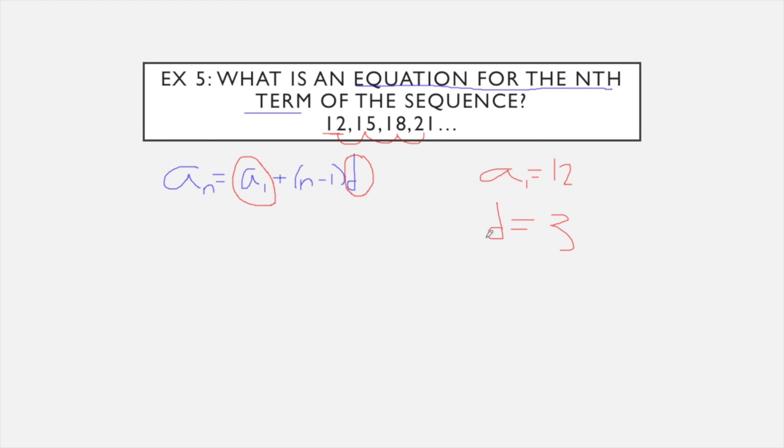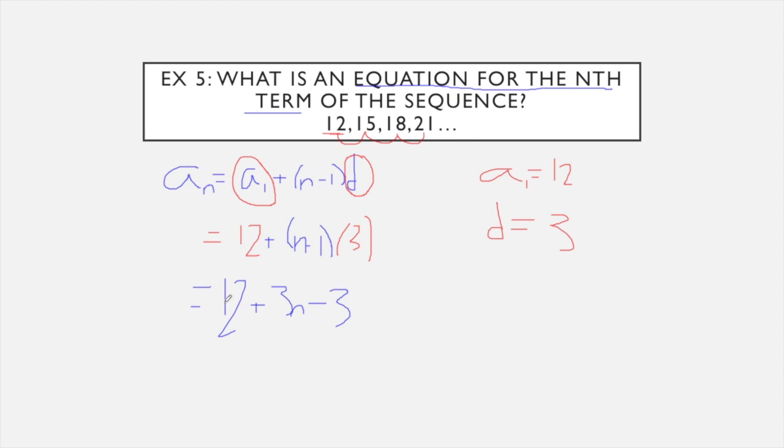So now I can take these things, plug them in, and substitute into my equation. So a sub n will equal now 12, and 3 will go here, and then everything else will stay the same. So 12 plus n minus 1 times 3 gives us all of these things. Now we can multiply and make this thing a little simpler. So let's distribute the 3. So we would have 12 plus 3n minus 3.